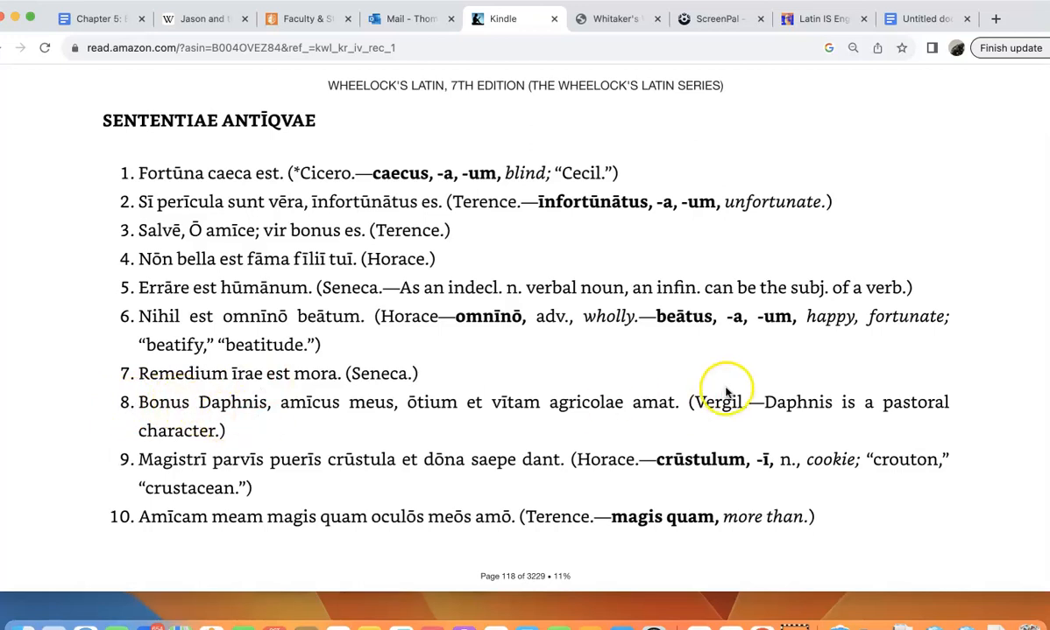Number 8. Here we have Virgil. Bonus Daphnis, amicus meus, otium et vitam agricolae amat. So Daphnis is a pastoral character. There was a literary work. So good, we're going to keep it Daphnis. So good Daphnis, my friend, loves the leisure and life of the farmer.